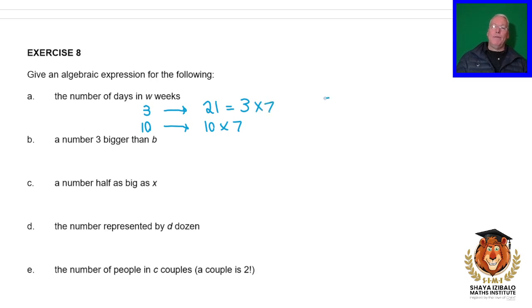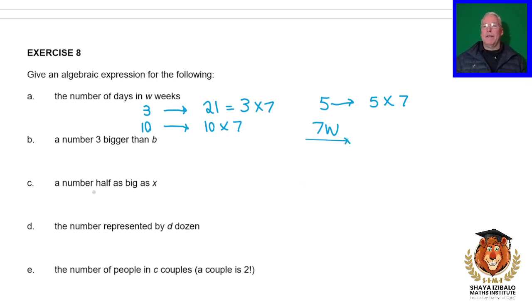How many days would there be in 5 weeks? It would be 5 times 7. So what am I doing to the number of weeks to get to the number of days? I'm multiplying by 7. So in W weeks, there will be 7 times W. And the way we write 7 times W is just 7W.